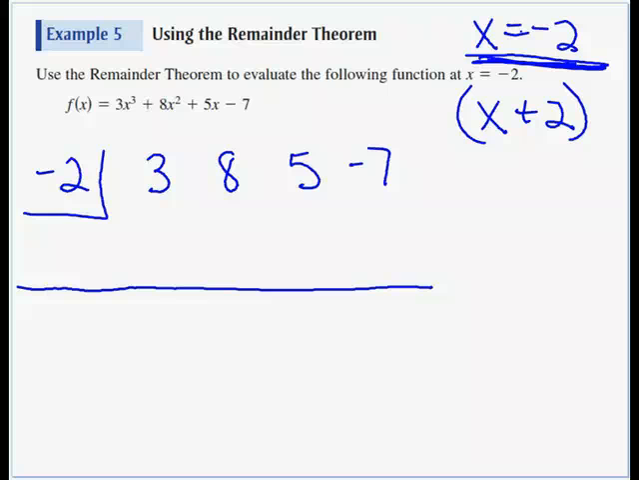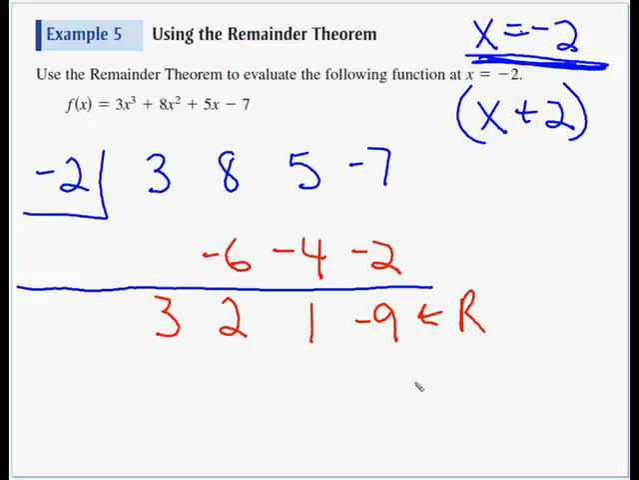So follow the pattern. Bring down the 3. -2 times 3 is -6, and we add 2. -2 times that is -4, and we add 1. -2 times 1 is -2, and we add -9. That -9 is our remainder.